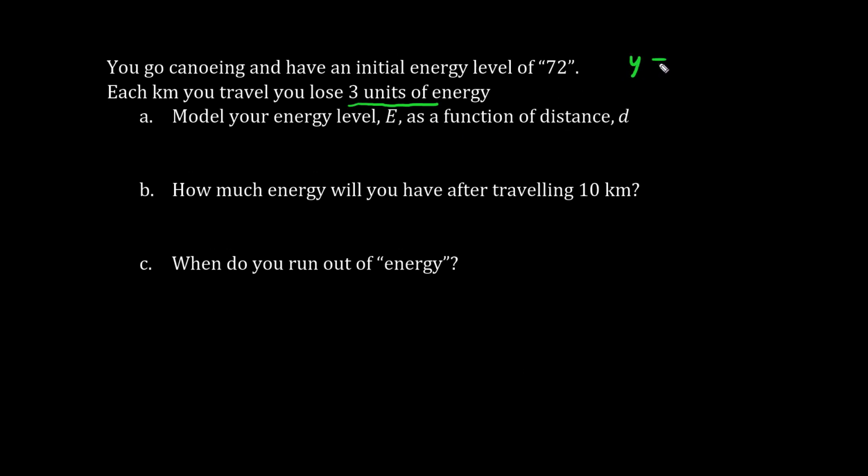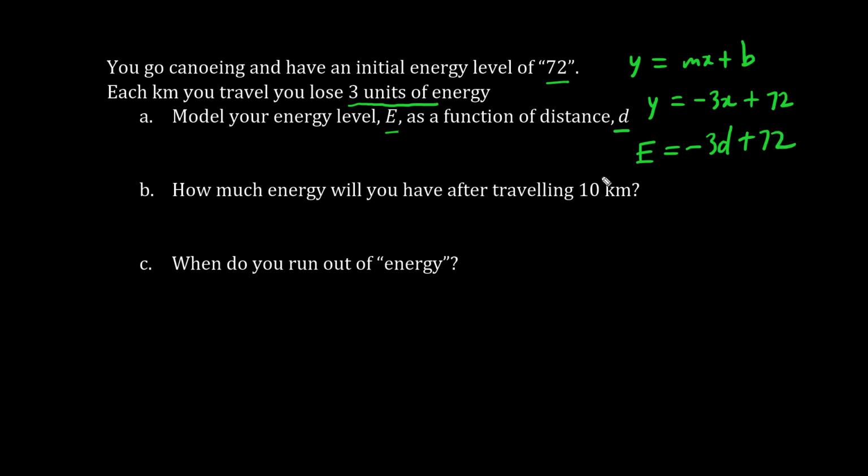So if we thought of this as our traditional y equals mx plus b graph, we'd have y as your energy level equals not +3 but -3x, where x is distance, plus some initial energy level, which is given as 72. Now here we're not using y's and x's, we're using e and distance d. And so the energy level y, or e, depends on how far you travel, x or d. So we'll just replace x with d.